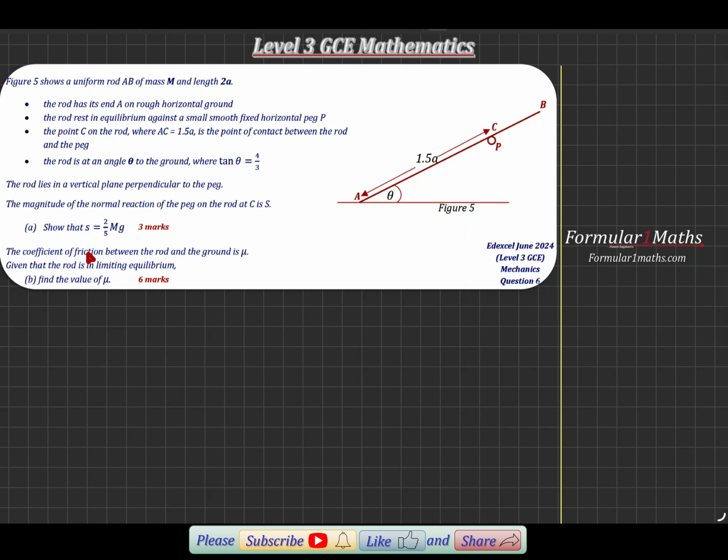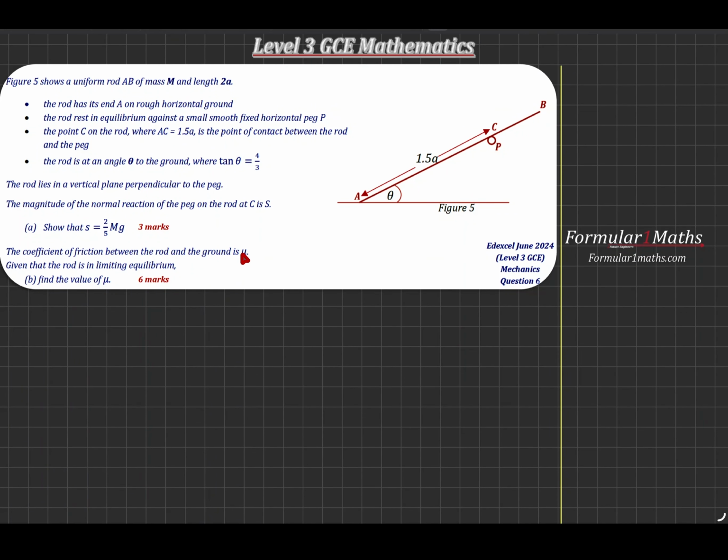The coefficient of friction between the rod and the ground is mu. Given that the rod is in limiting equilibrium, B. Find the value of mu.